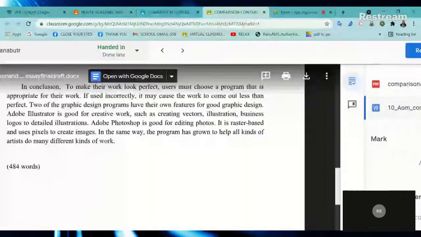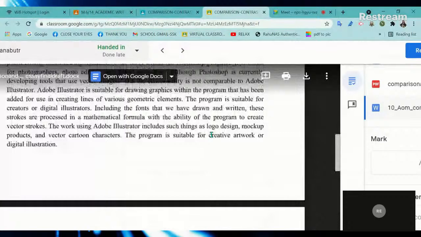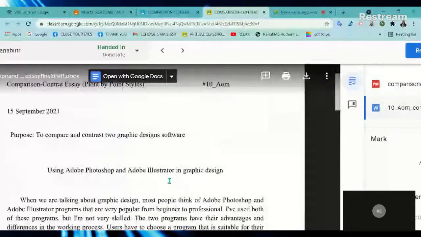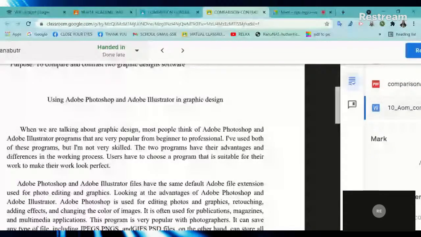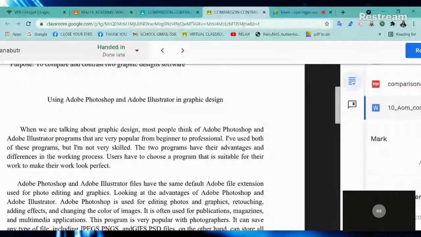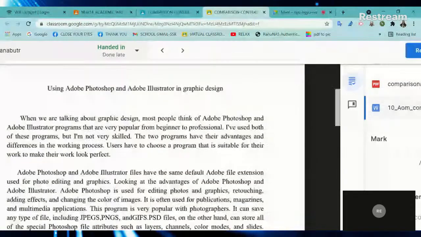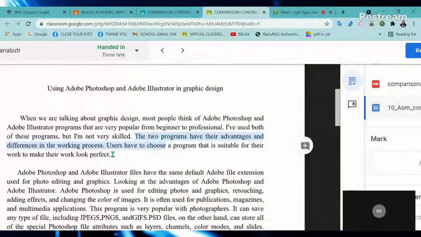Okay. Of work, right? Yes. Okay. What's the main idea of your article? What is it all about? It's about the different advantages and differences between Adobe Photoshop and Adobe Illustrator graphic. Okay. You said two programs have their advantages and differences in working process.